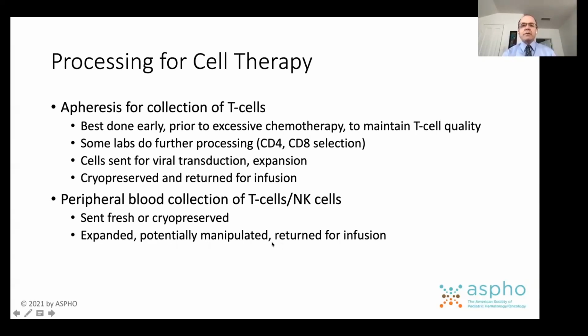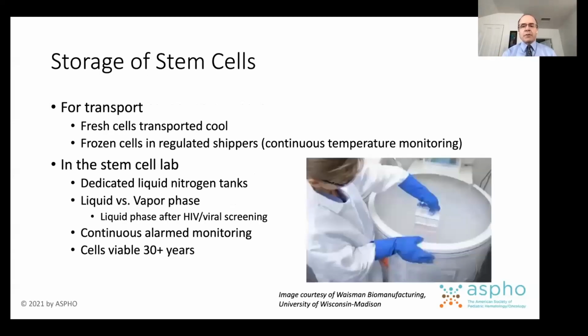Now, other cells are being collected more and more routinely, so you need to keep this in mind. People are collecting cells in order to expand NK cells, and there are other manipulations that are being done on a routine basis. How do you store these cells?